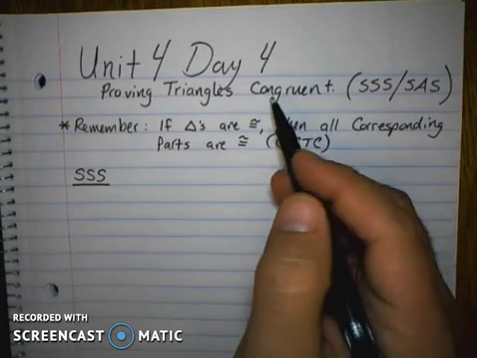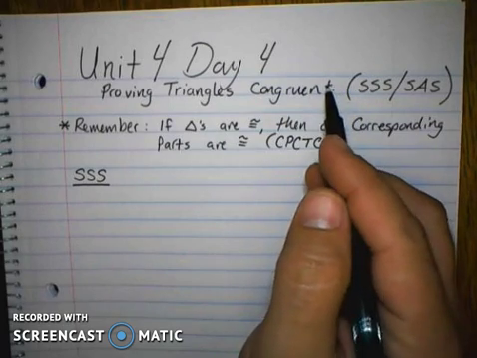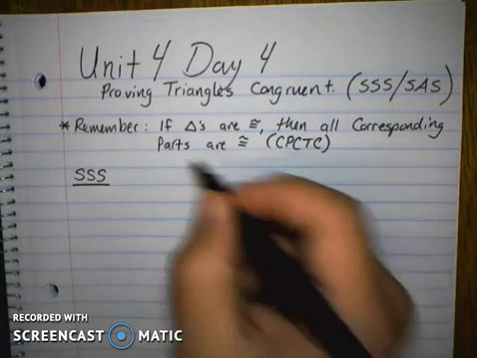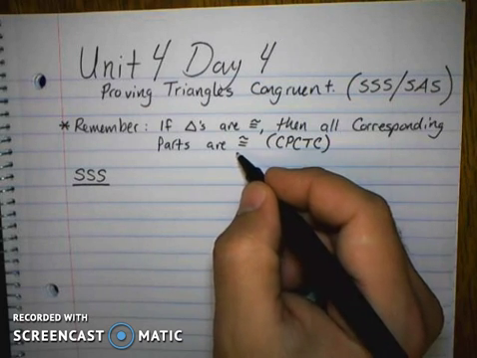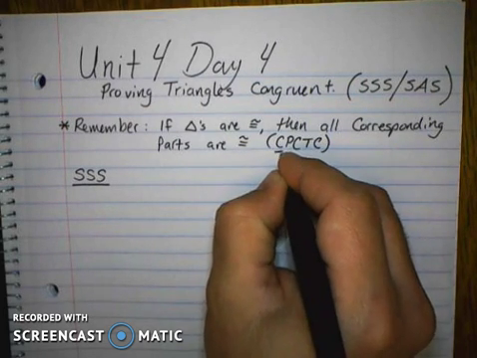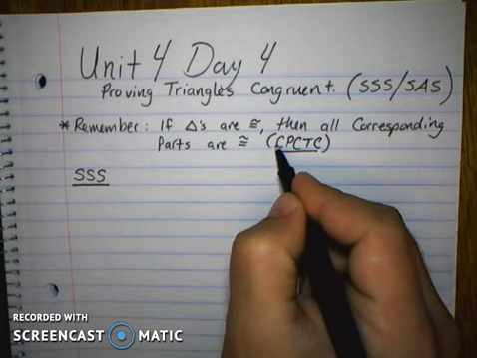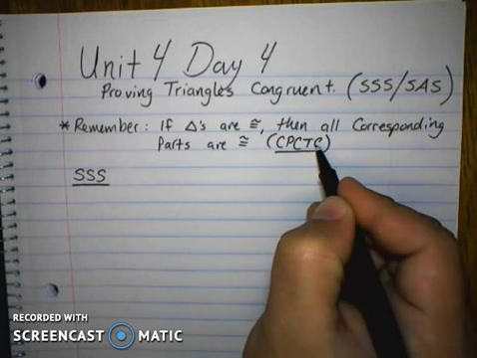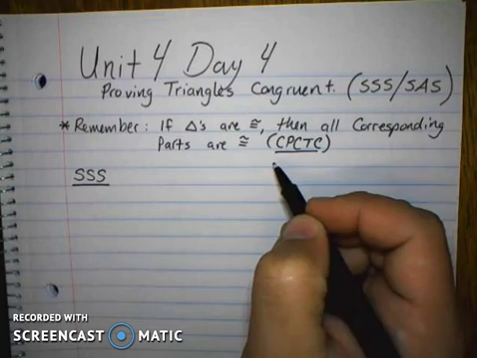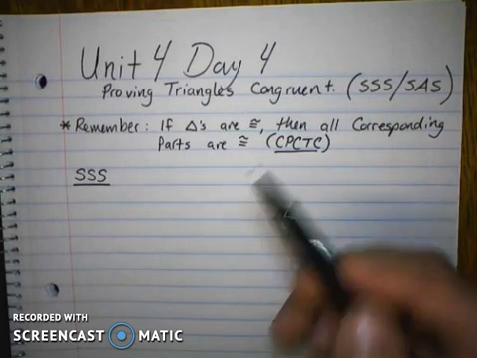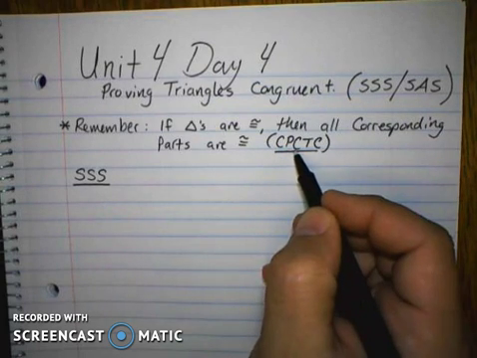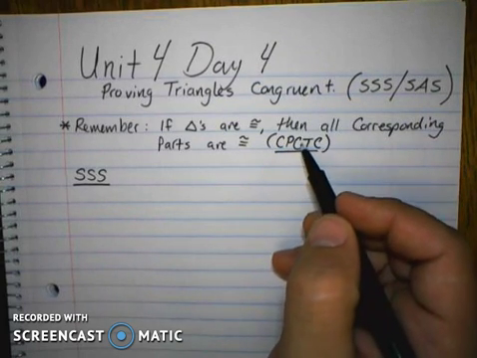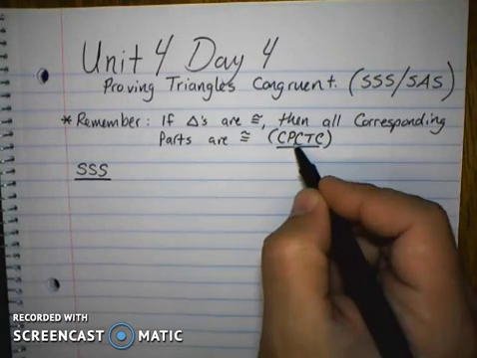Okay, but the idea that triangles are congruent comes from the fact that if they're congruent, all their corresponding parts are congruent. All angles are congruent, all sides are congruent. And we talked about this idea of CPCTC. Remember that corresponding parts of congruent triangles are congruent. Now, you might think that if we wanted to show that two triangles are congruent, I would need to show all their corresponding parts are congruent. And we can do that, and that's using the definition of congruent triangles or using CPCTC.